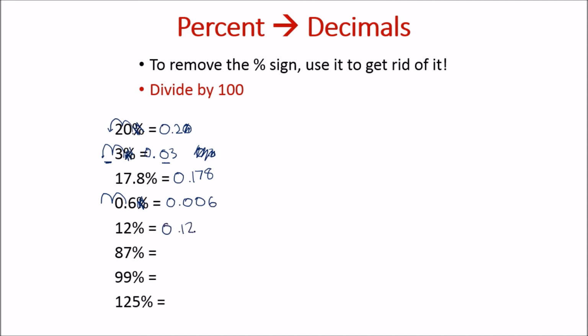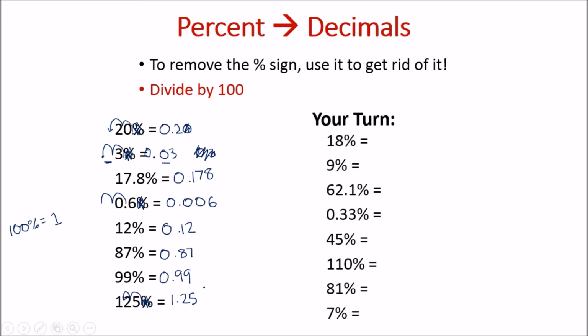12% becomes 0.12, 87% becomes 0.87, 99% becomes 0.99, and this one here, again, removing the percent sign, jumping the point over twice, becomes 1.25. Now, this makes sense in terms of that first example where that 100% score on a test meant 1 as a decimal number. Here, 125%, that's more than 100%, so here this is more than 1, so that's fine.